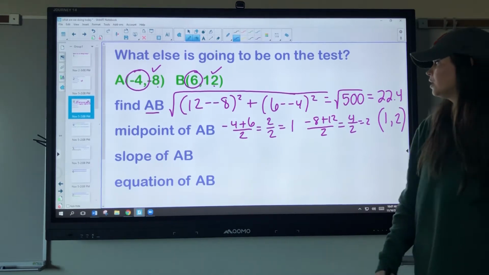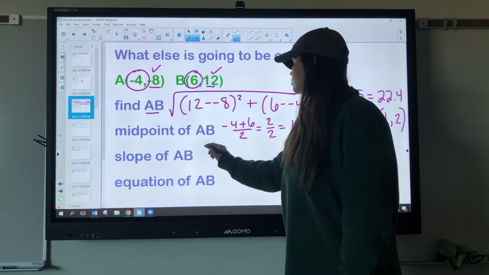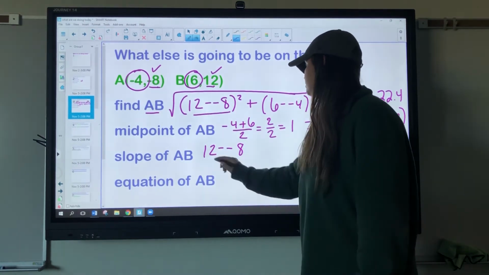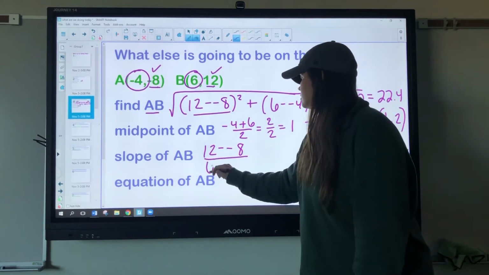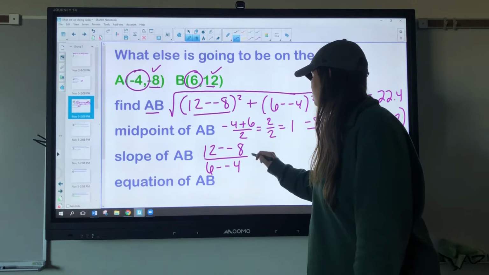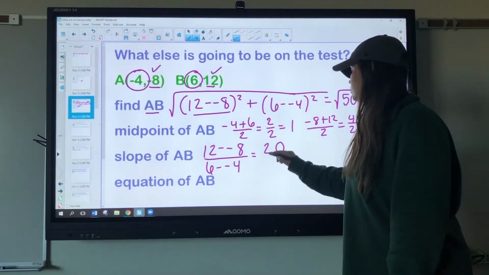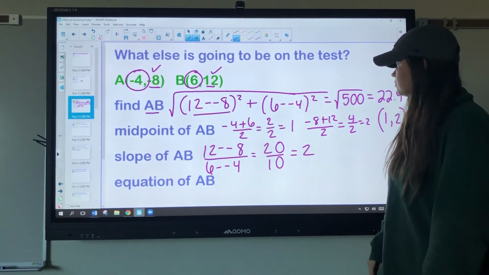Finding the slope of AB, that's again with the back 2 numbers. 12 minus -8, just like this. And the front 2 numbers, 6 minus -4. So the top is going to be 20, the bottom is going to be 10. So the slope of AB is 2.